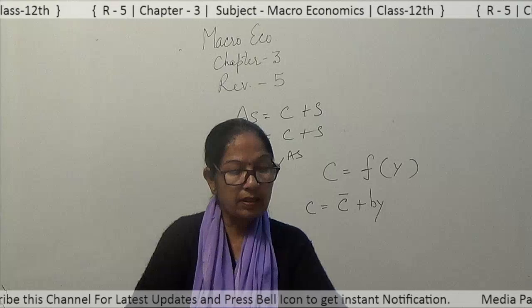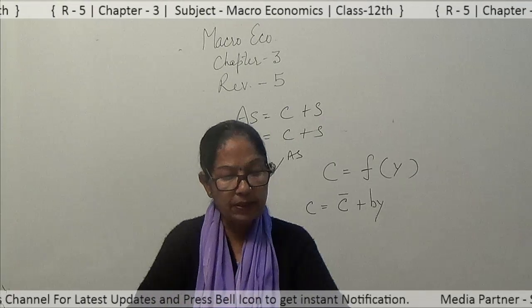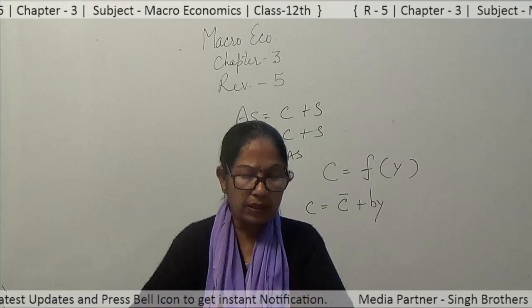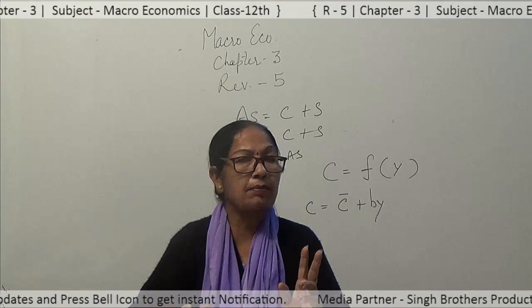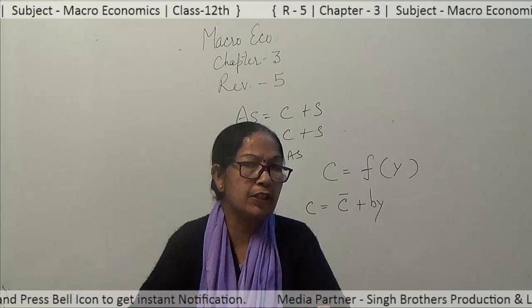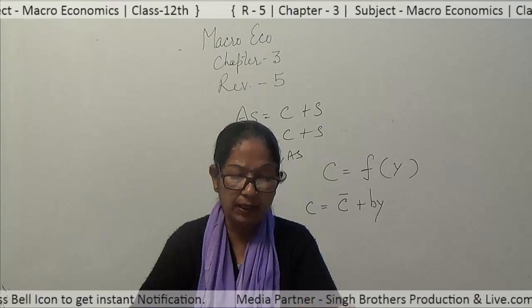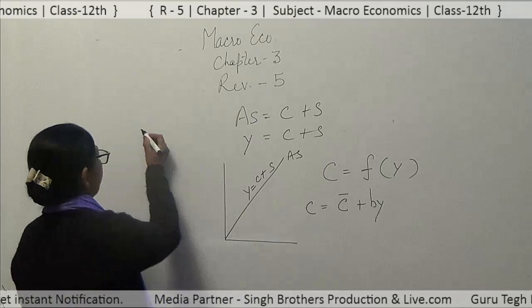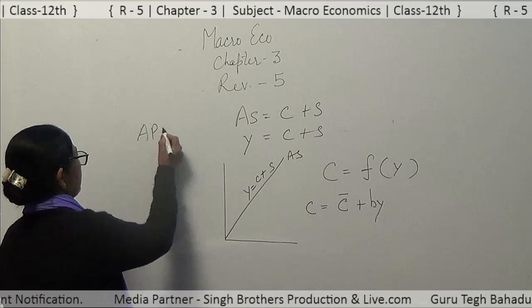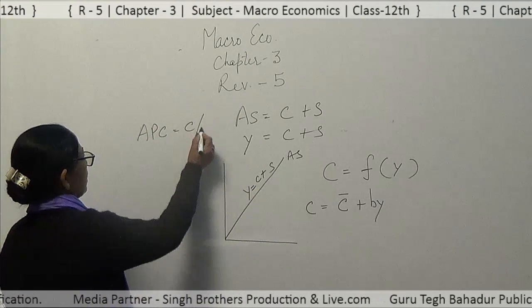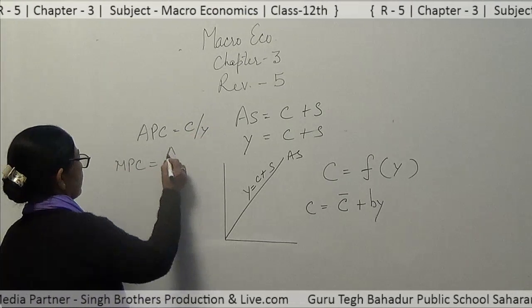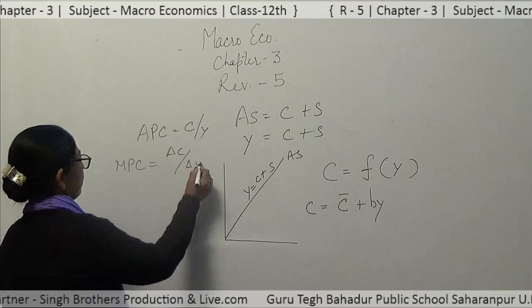Next topic is APC, MPC and distinction. Consumption propensity to consume is of two types, marginal propensity to consume and average propensity to consume, APC and MPC. When we find out the value of APC, the formula of APC is C upon Y and formula of MPC is equal to delta C upon delta Y.